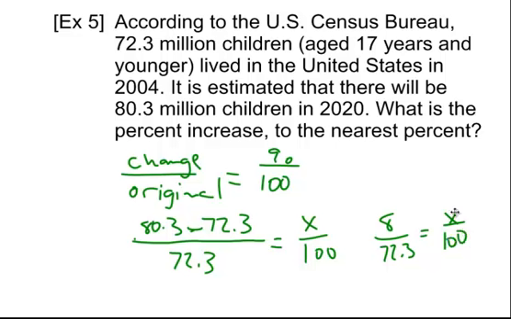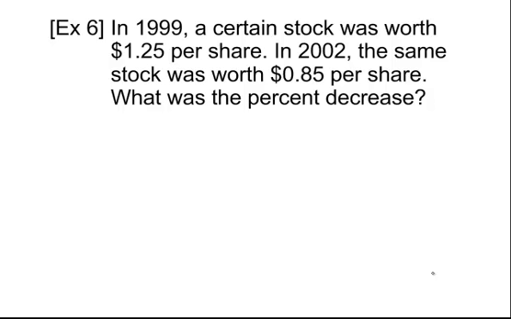And we cross multiply and divide, and we end up with 11.07. It says to the nearest percent, so it'd be 11%. So the percent increase of children aged 17 years and younger from 2004 to 2020 would be 11%. Try number 6 on your own.